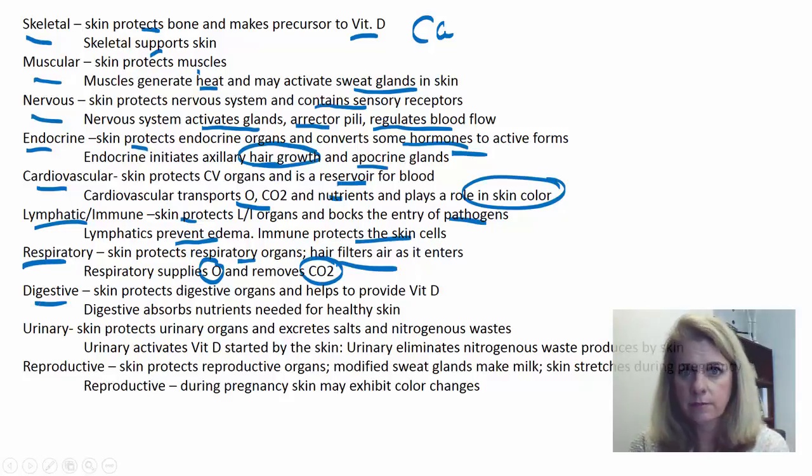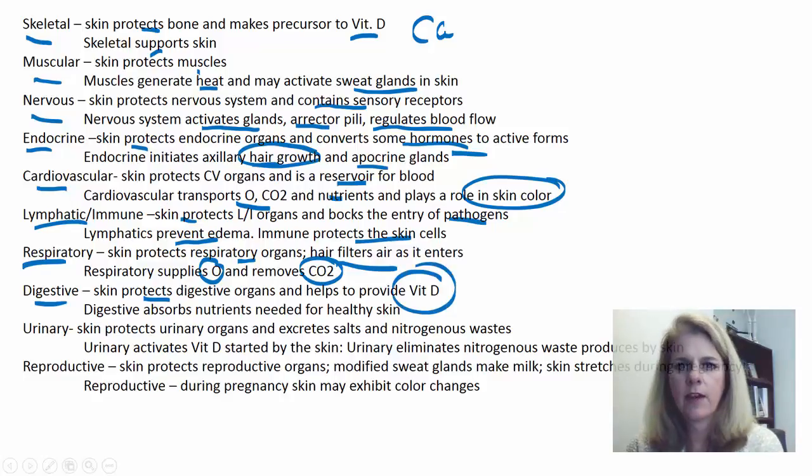Your digestive system, again, skin protects the digestive organs. Again, go back to vitamin D. Vitamin D is needed to absorb calcium in the small intestine, which is part of the digestive system. Okay, so we need our skin to make vitamin D. Digestive system is going to absorb the nutrients that we need to have healthy skin. Remember, you're going to need protein to make skin. Well, proteins are made out of amino acids, so where do you get those amino acids? From the food you eat. Okay, you need carbohydrates too to make the ATP. So again, you've got to have digestive system to bring those nutrients in.